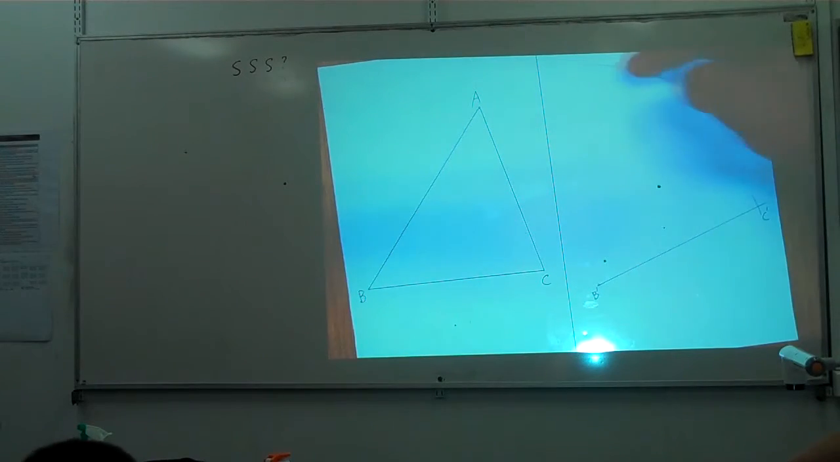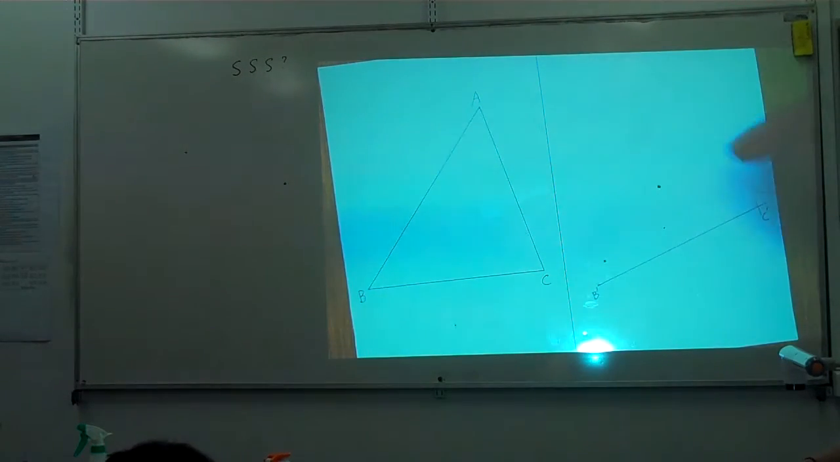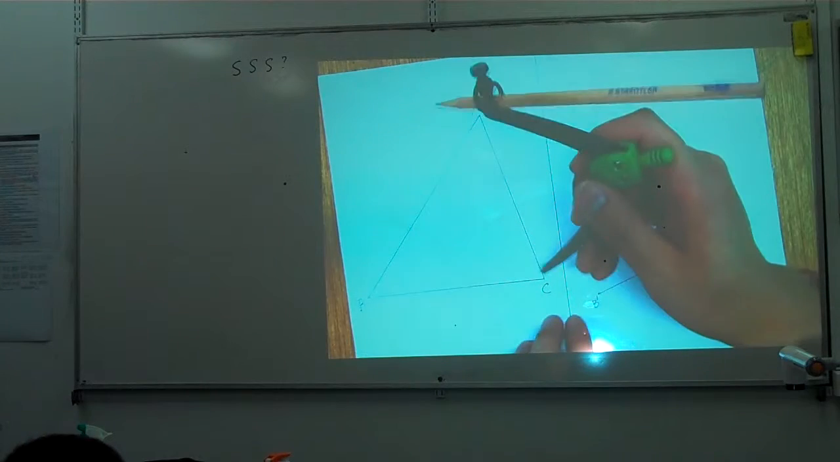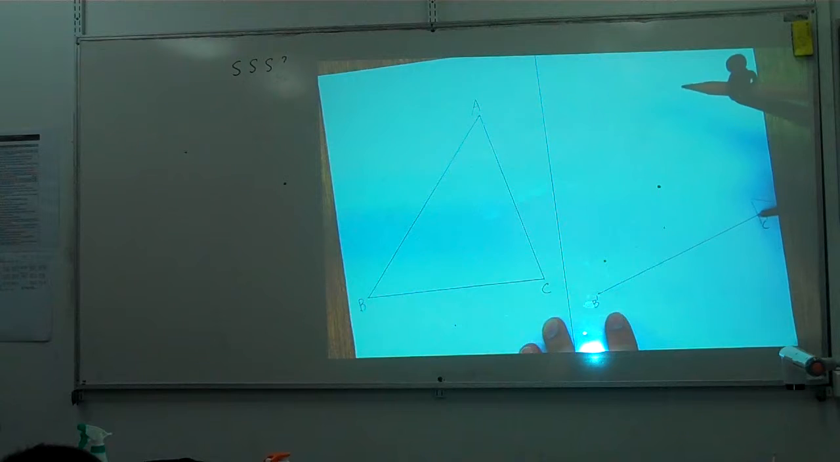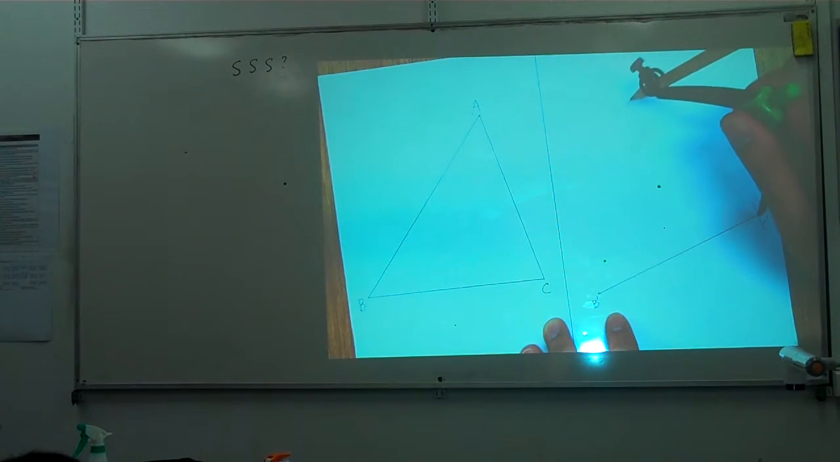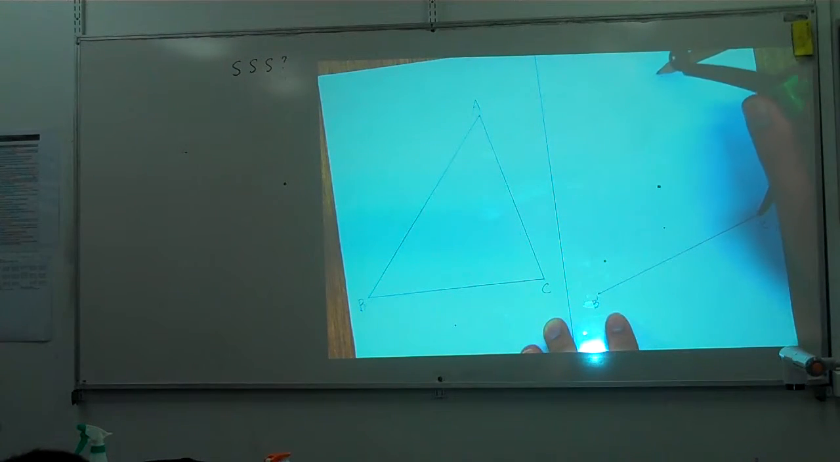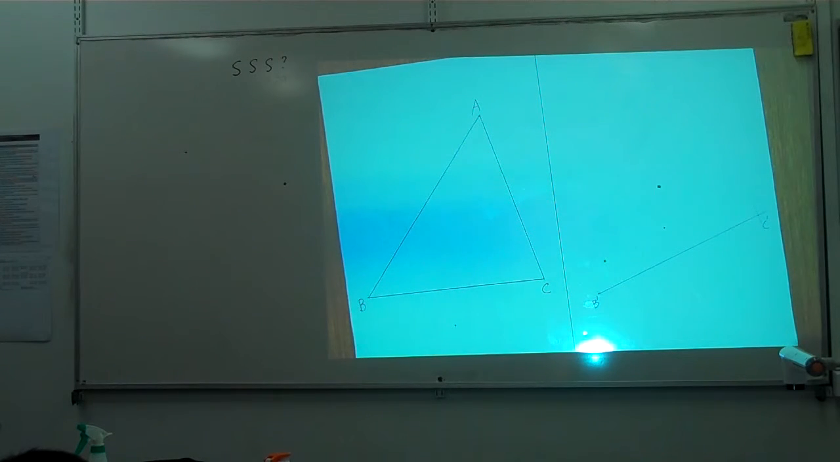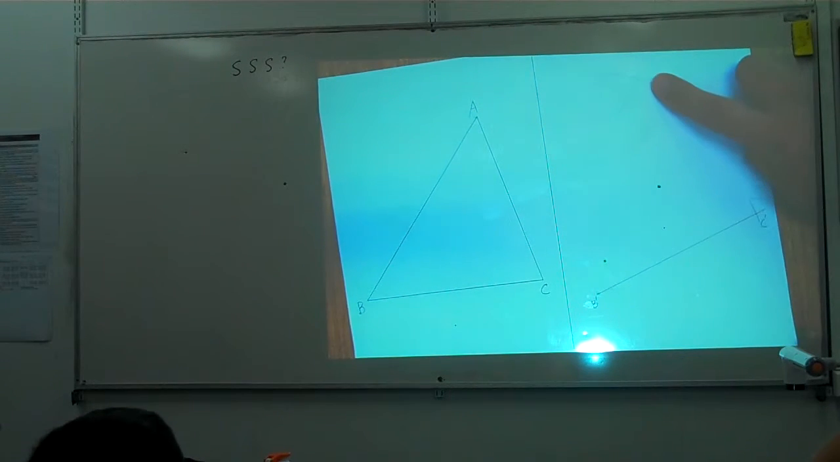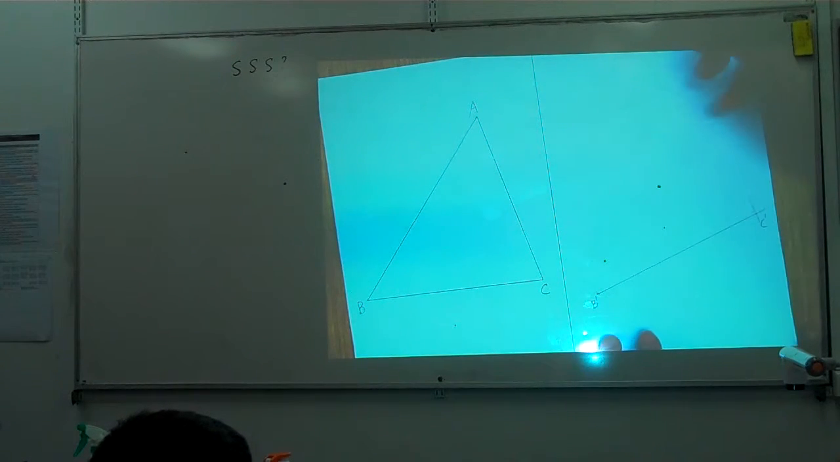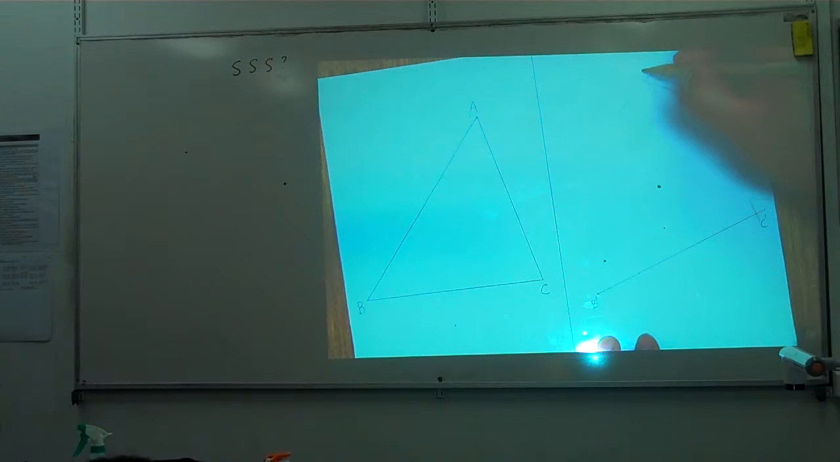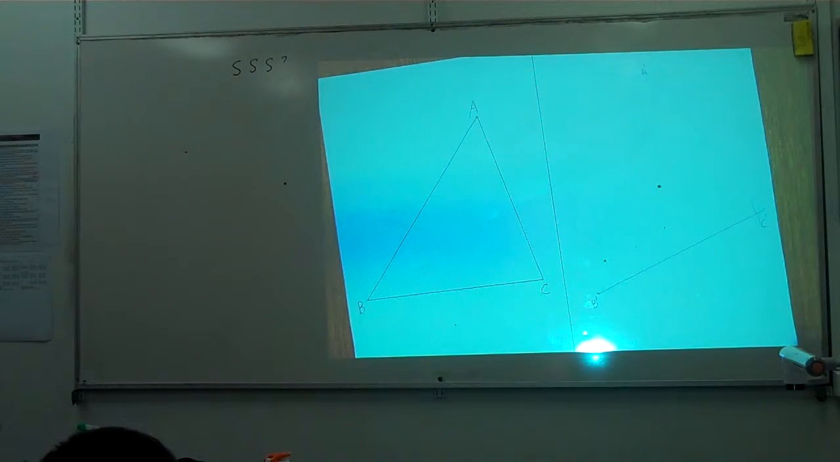So, A dash should be on this arc. But where is that? It really depends on how long AC is. Now we measure AC. Okay, so can you see the intersection on the top? So this intersection is, what is the point? A dash, good. It's A dash.